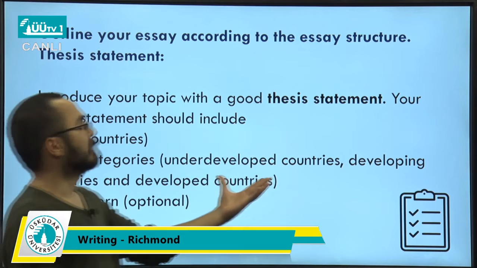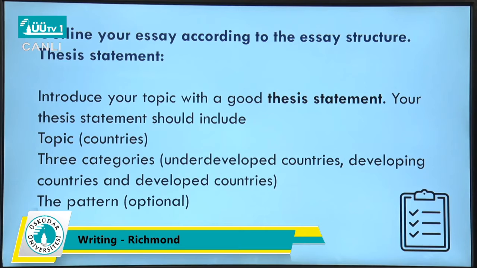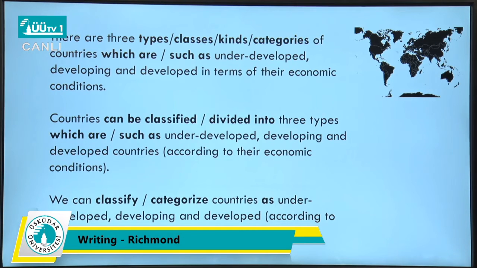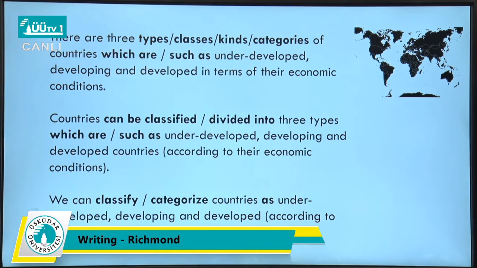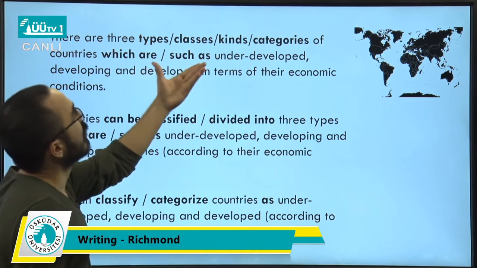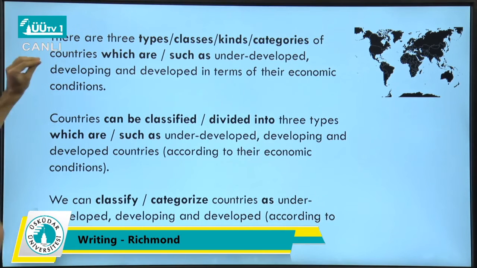For example, underdeveloped countries, developing countries, and developed countries, right? The pattern is optional, it says. Good. So again, first of all, what sort of a starting sentence can you create? Here, some examples. There are three types, classes, kinds, categories of countries, such as underdeveloped, developing, and developed in terms of their economic condition. So there are three types, classes, kinds, categories of something. This is your main idea, right? The main thing you want to refer to, the main thing you're going to categorize, actually.